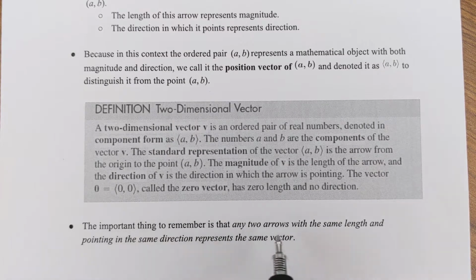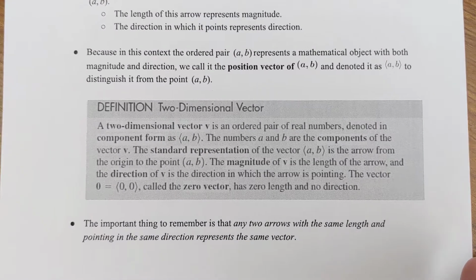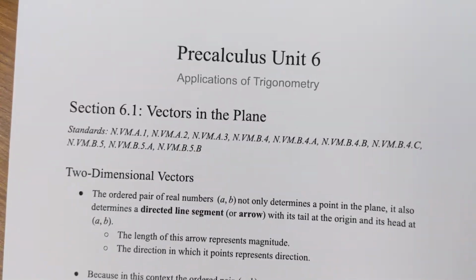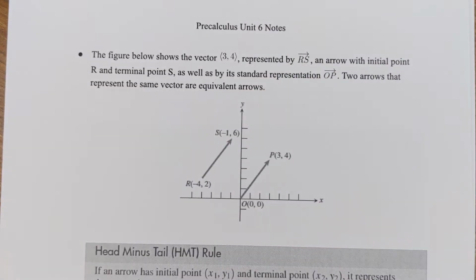One thing to be careful of is that two arrows with the same length and pointing in the same direction are the same vector. You can move the vectors around the coordinate plane all you want, and they're still the same vector. A vector is a set of directions.